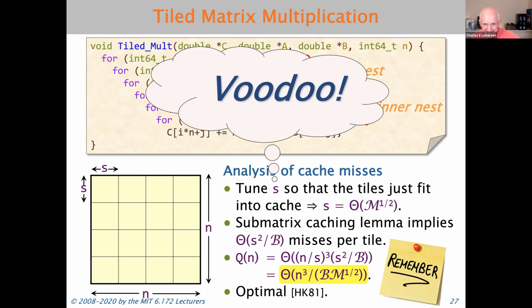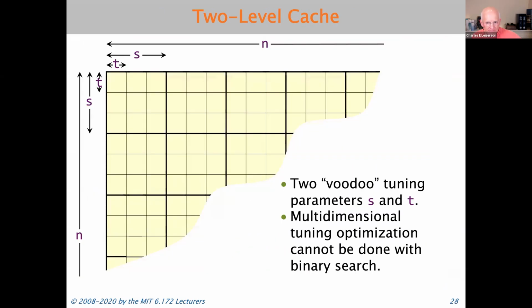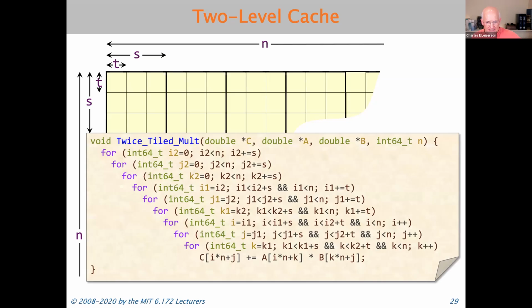So it makes the code very non-portable. And what if you have two levels of cache? Well, you may want to tile both levels. So you can tile using S by S tiles for the larger cache and using T by T tiles for the smaller cache. And that gives us 9 loops with 3 nests of 3 loops each.